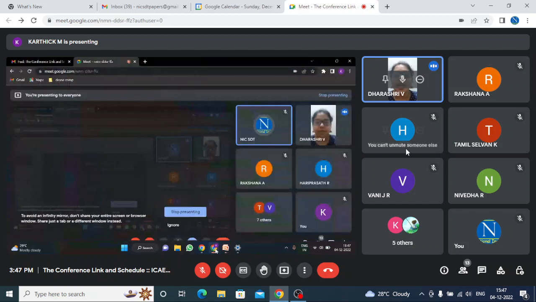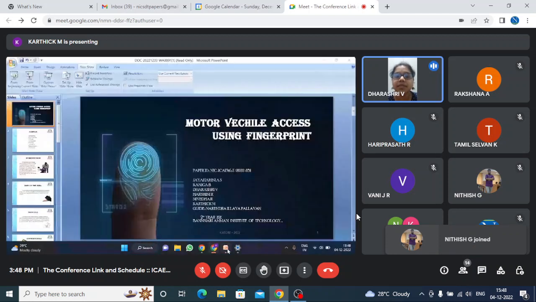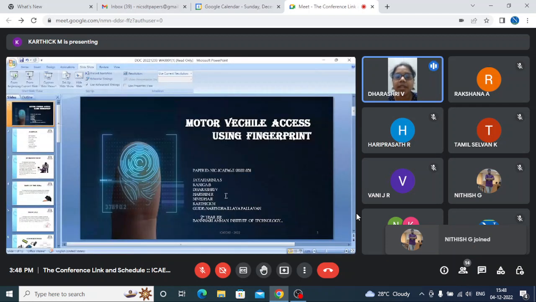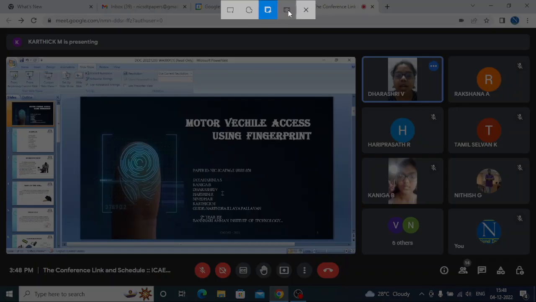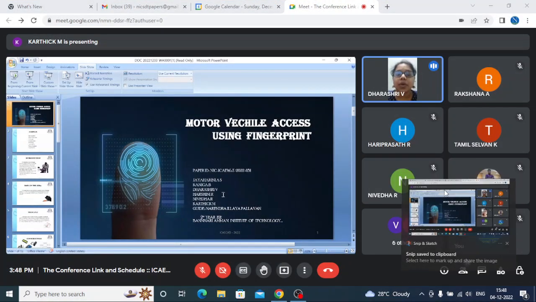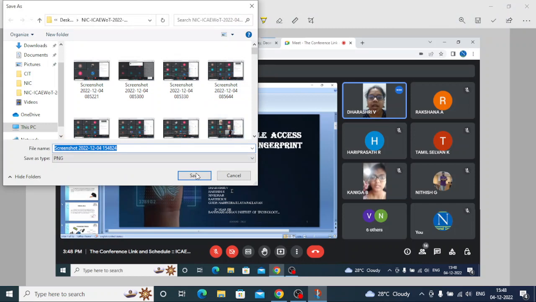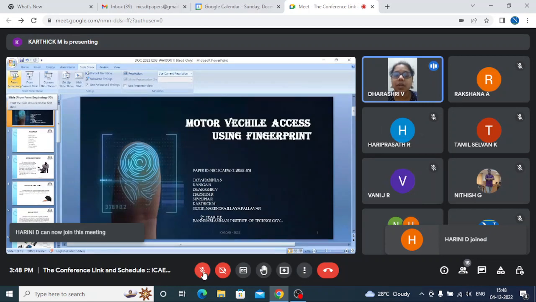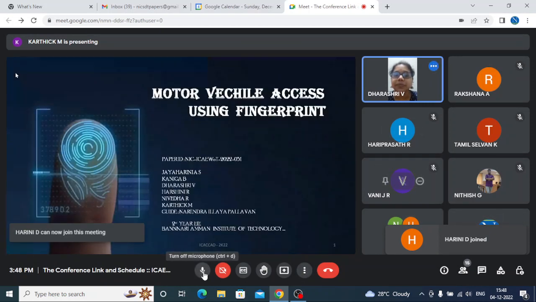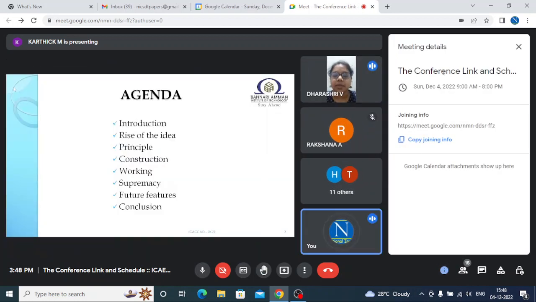Hello, sir. Good afternoon. Our team, we are from Bannari Amman Institute of Technology. Our team consists of 5 authors. Myself, Tarashri. The second author is Jaiharni. Third author is Kaniha. Fourth author is Harshini. And the fifth author is Niveta. We are going to speak about motor vehicle access using fingerprint. This topic is a BTech final year project, sir. We are taking this topic as a methodology of security and safety for the people. Next, I'm moving this to Niveta.